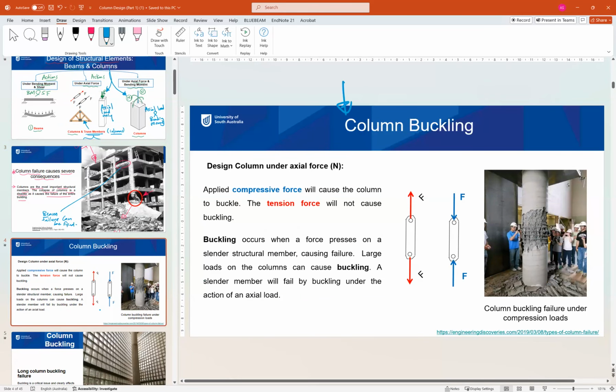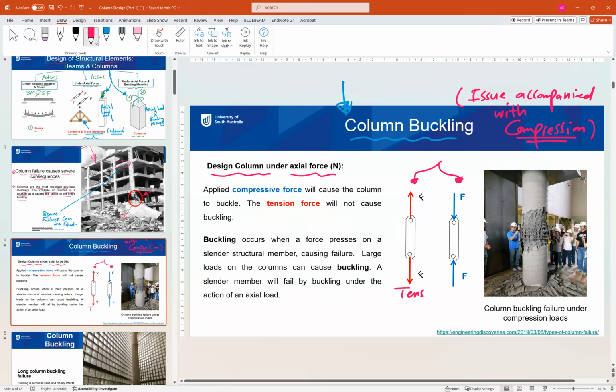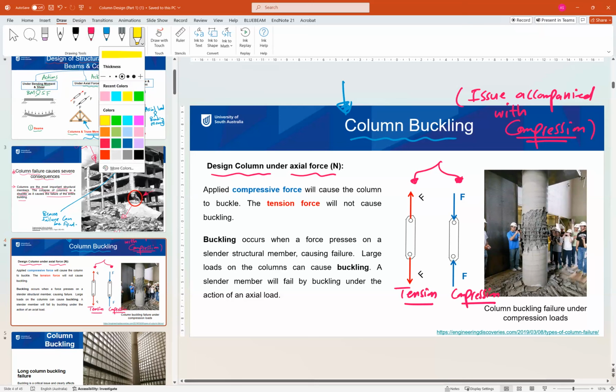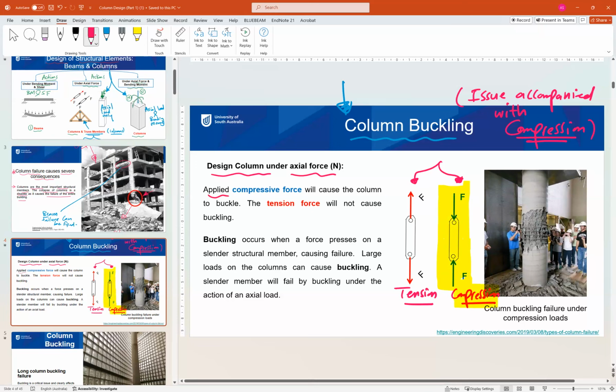One of the problems we face with columns is column buckling. Buckling is an issue combined with compression. Any member under compression may be subjected to buckling. When we are designing the column under axial force, we have two cases: a member or column under tension, like this one, where the force is pulling the member, or a member under compression, like this one. Our buckling problem will be with the member under compression. If we apply compressive force, the column can buckle, but with tension force there is no fear of buckling.